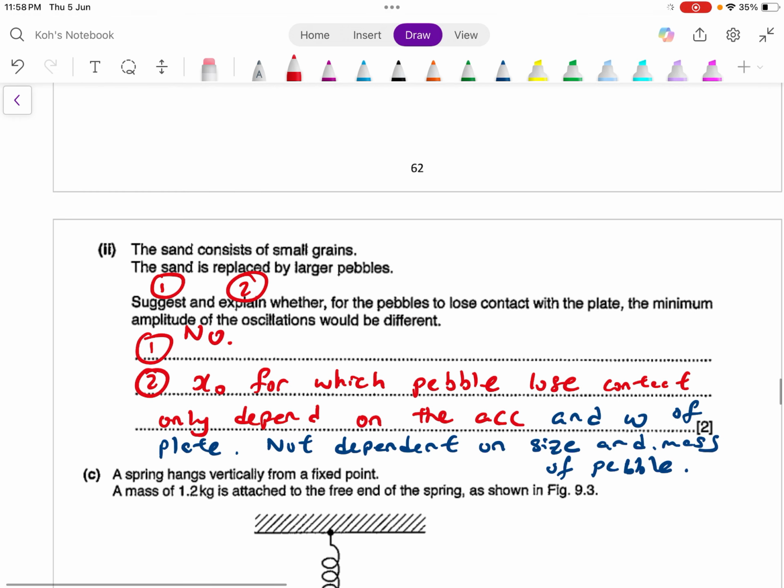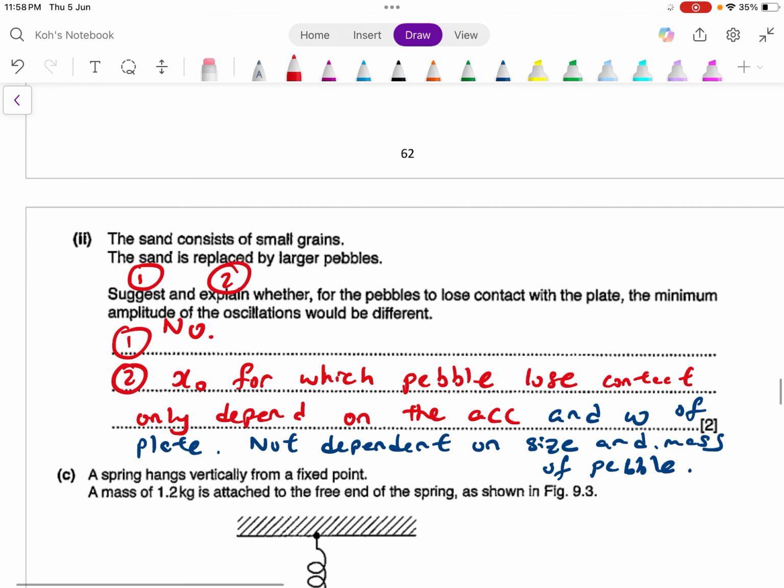Okay, so let's move on to part 2. The sand consists of small grains, and of course the sand is replaced by larger pebbles. Suggest and explain whether the minimum amplitude of the oscillation for the pebble to lose contact with the plate would be different. This one should be no, because remember, the amplitude is equal to a over omega squared. The so-called minimum amplitude only depends on the acceleration of the oscillator and the angular frequency of the oscillator, not on the size and not on the mass of the pebble.